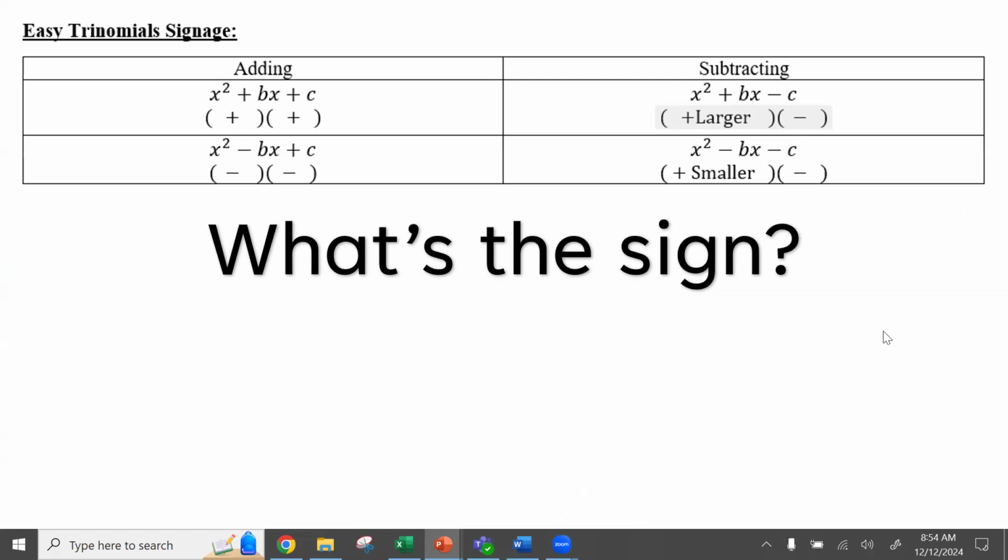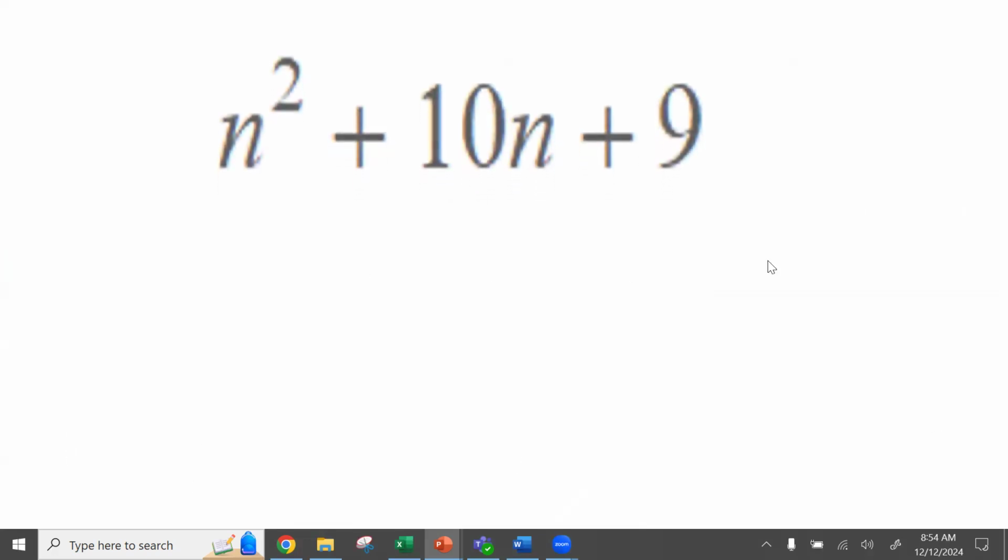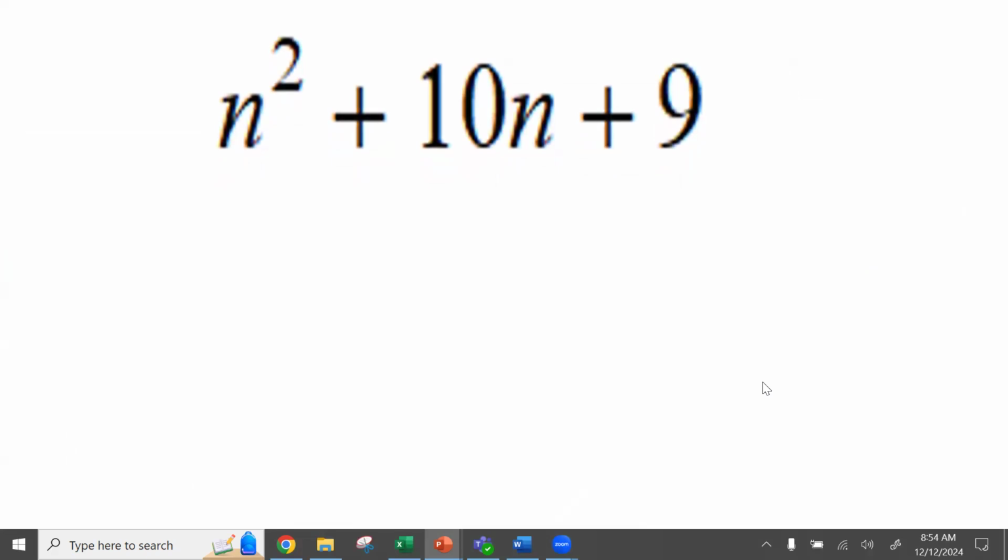So we're going to practice this. I had the class flip their packet over because you are going to write one of three things: a plus plus, a minus minus, or a plus minus. I'm going to show you a trinomial and I'm going to be quiet and you just put what you think it is. Second sign's positive, first sign's positive, so I know they're both positive.